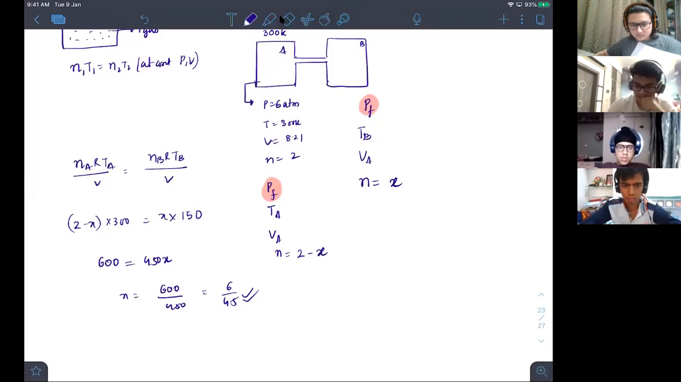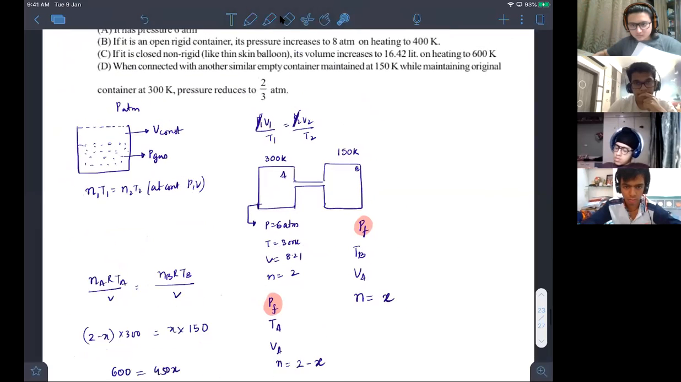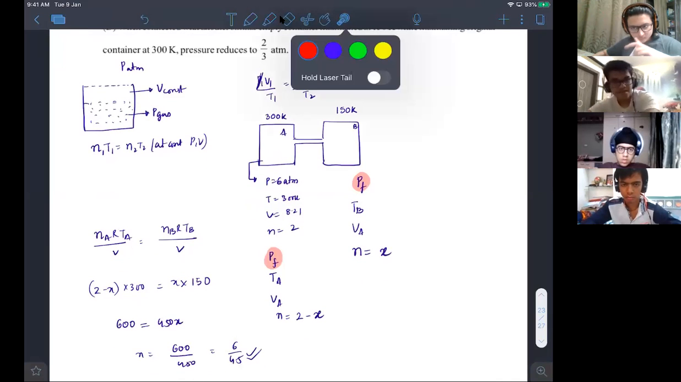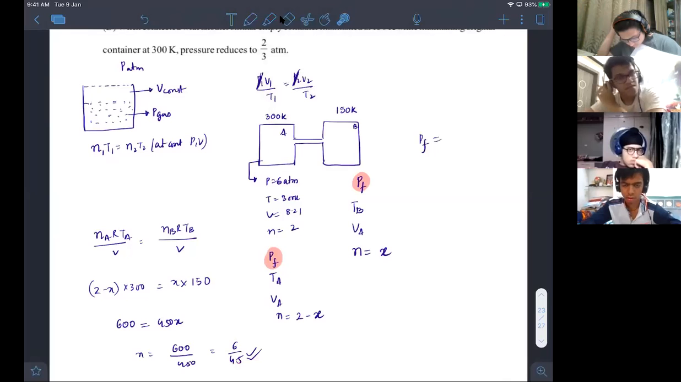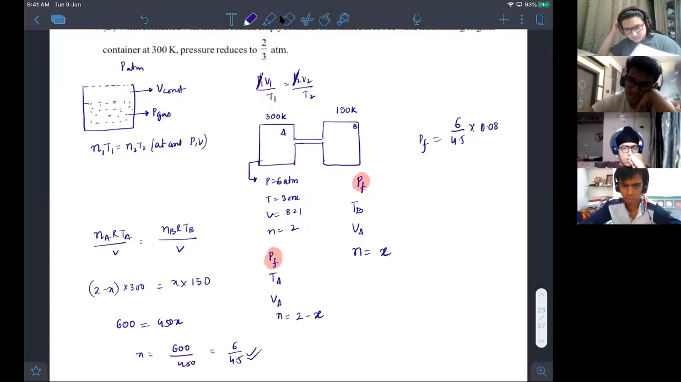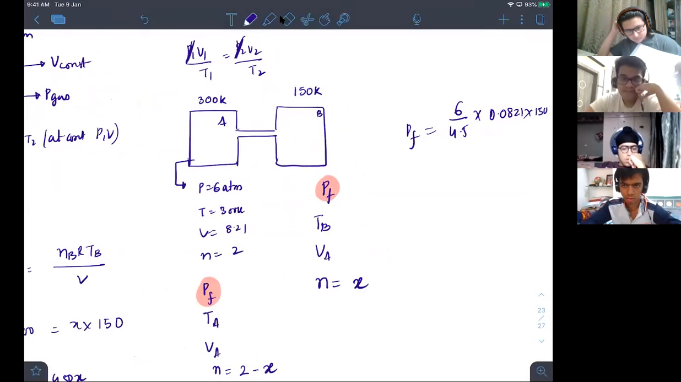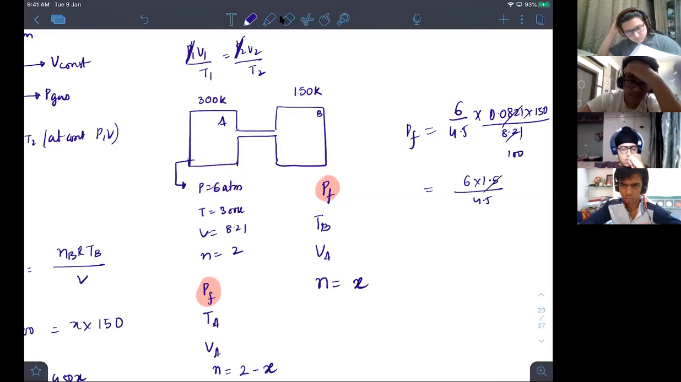Now these are the number of moles present in B, and the number of moles present in A are 2 minus X. Now the question is, pressure is reduced to 2 by 3. Original pressure was how much, beta? 6 atm. Now calculate the final pressure. So final pressure would be equal to NA, number of moles of A, which is 2 minus X, right? Either I can calculate on this side or this side, it doesn't matter. Let me calculate on this side. X moles are 6 by 4.5, into R, R is 0.0821, into T, T here is 150 given, divided by volume. Volume originally given as 8.21. So this goes 100 times, and here we have 6 into 15, which means 1.5 divided by 4.5. Okay, beta. So this goes 3 times, this goes 2 times.